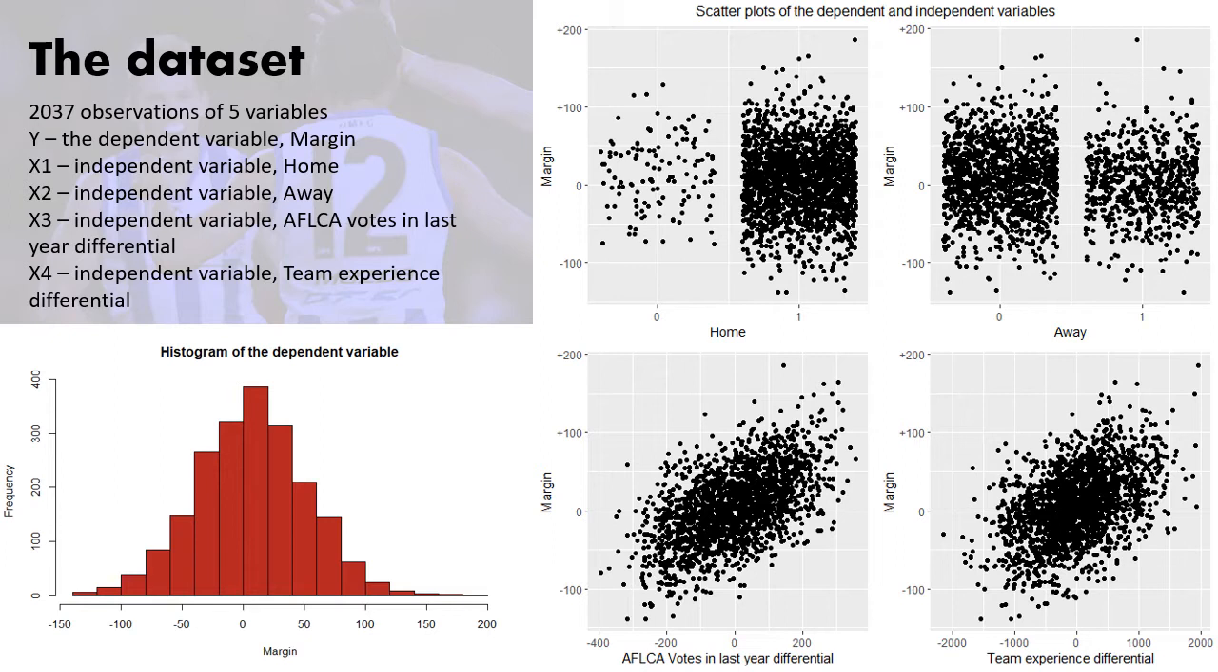The x4 variable records the differential between the home team's playing experience and the away team's playing experience. For example, if the players named for the home team have previously played a combined 2,000 AFL games, and the players named for the away team have played 1,500, this variable will read 500. Like x3, this variable is positively correlated with margin. The x3 and x4 variables do share some correlation, but not enough to cause multiple collinearity issues.